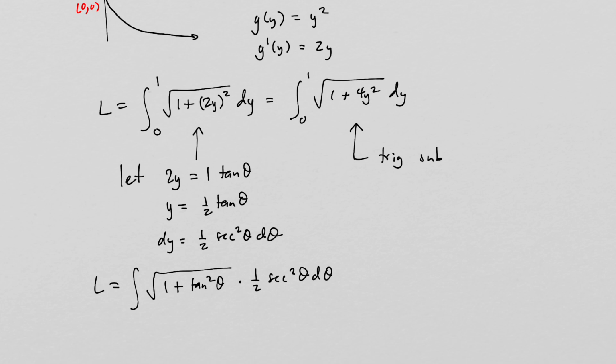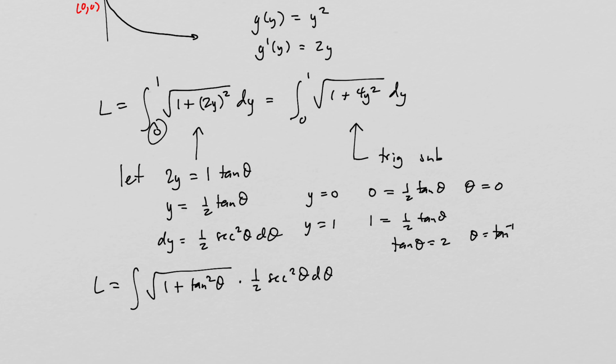Now our limits are going to change. If y is equal to 0 here, then 0 is equal to 1/2 tangent of theta. And this means that theta would have to be 0. And if y is equal to 1, then this means that 1 is equal to 1/2 tangent of theta, which is the same thing as saying tangent of theta equals 2, or theta is equal to the inverse tangent of 2. So our new limits are going to be 0 and inverse tangent of 2.